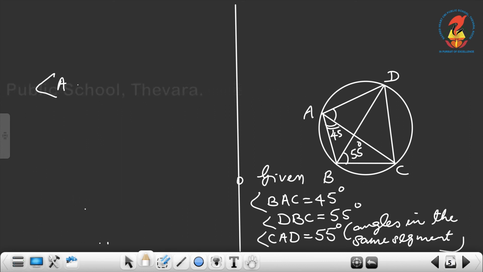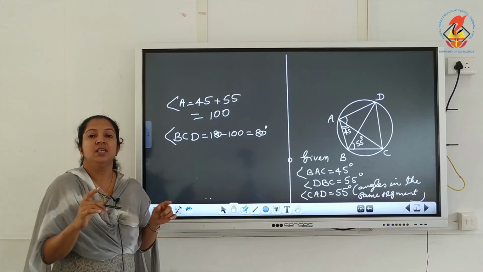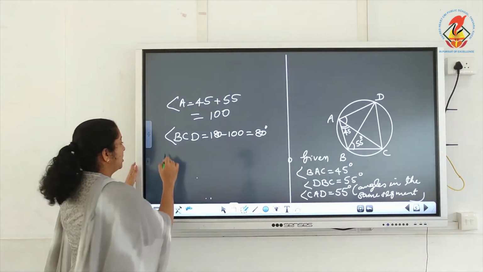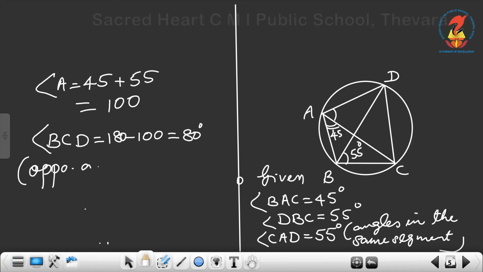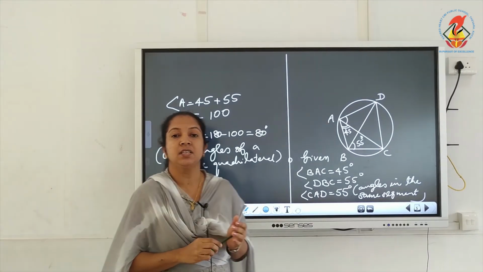What about the angle A? Angle A is equal to 45 plus 55, which is equal to 100. So, what about angle BCD? Angle BCD is equal to 180 minus 100, which is equal to 80. The reason is sum of opposite angles in a cyclic quadrilateral is 180 degree. So, what we got is angle BCD is equal to 80 degree.